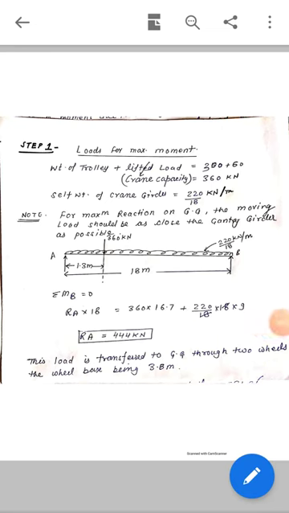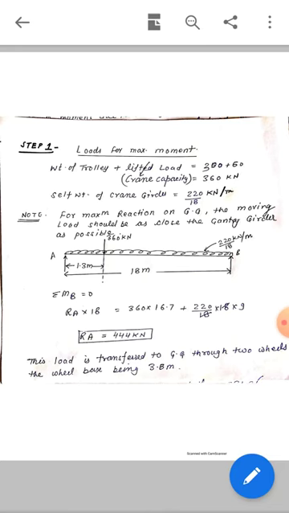Here comes the designing part. For designing any structure, it is important to know the maximum bending moment and shear force occurring at any particular section of that structure.